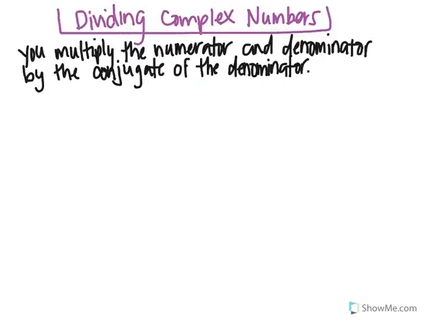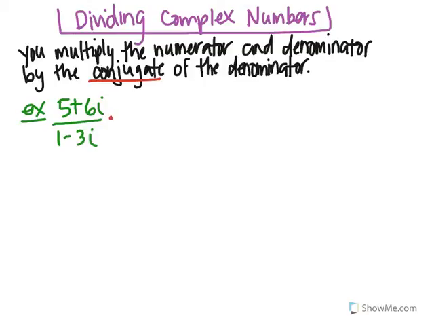So the next concept is dividing complex numbers. What you're going to do is multiply the numerator and denominator by the conjugate of the denominator. So here's an example. I have 5 plus 6i over 1 minus 3i. One thing for you to note is that you can never have an imaginary number in a denominator. It's not considered to be simplified or proper. So we want to get rid of it.